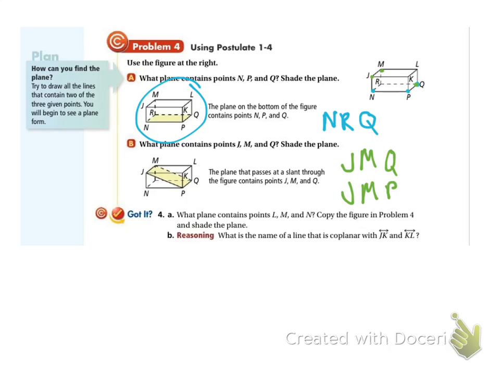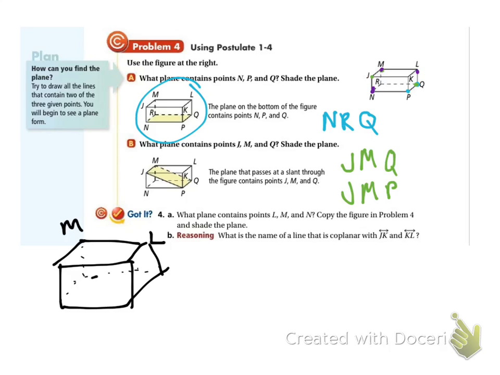Okay, our got it question, I'll do in purple. What plane contains points L, M, and N? Copy the figure already. I'm going to sketch it out down here, or try to at least. So we're looking at points L, M, and N down here. So I'll try to do this in purple here. We're looking at the plane that would be like the fat slide coming across.